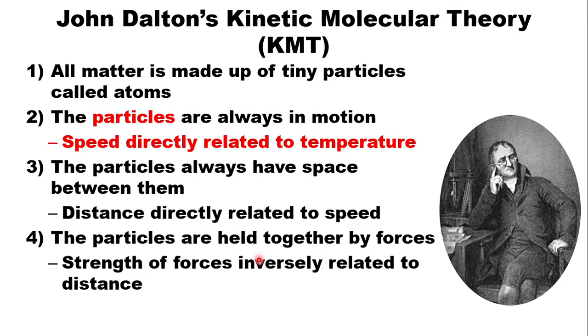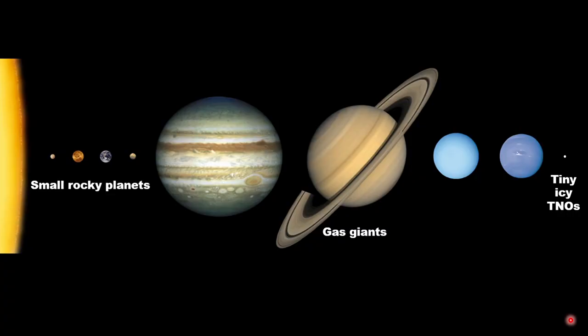The important point for us here is that Dalton figured out that the particles that make up all matter have speeds that are directly related to the temperature of that matter. So in other words, the higher the temperature of the matter, the faster the particles are moving. This is important because remember that we discovered that all the planets that are close to the sun are made mostly of rock with metallic cores. All the planets far from the sun are gas giants, and then very far from the sun we have the tiny icy trans-Neptunian objects. How can we explain these differences?